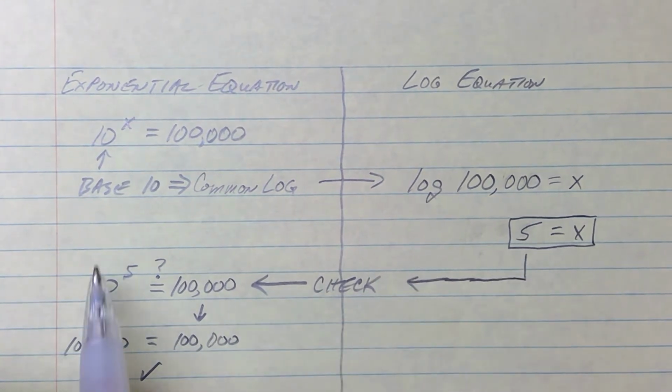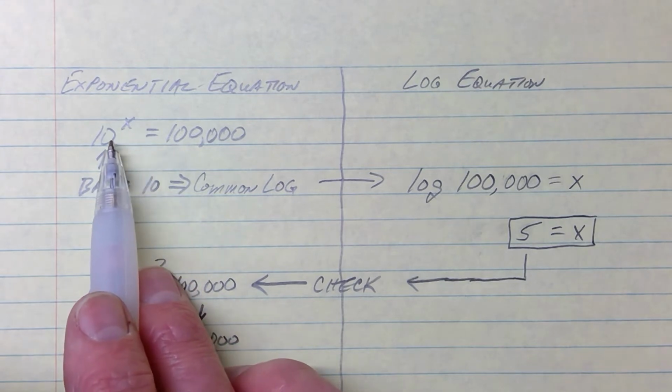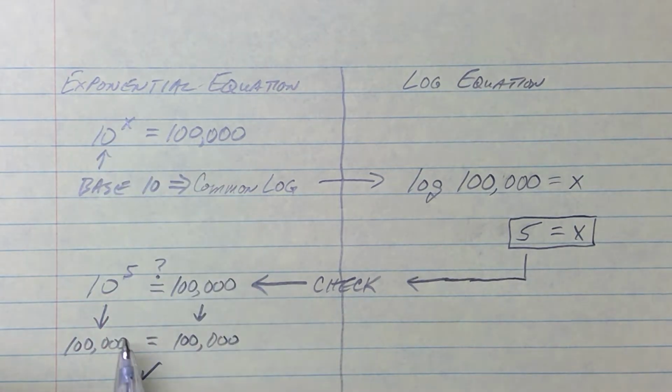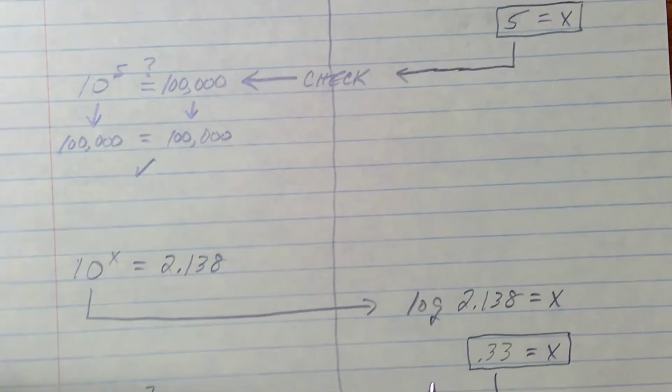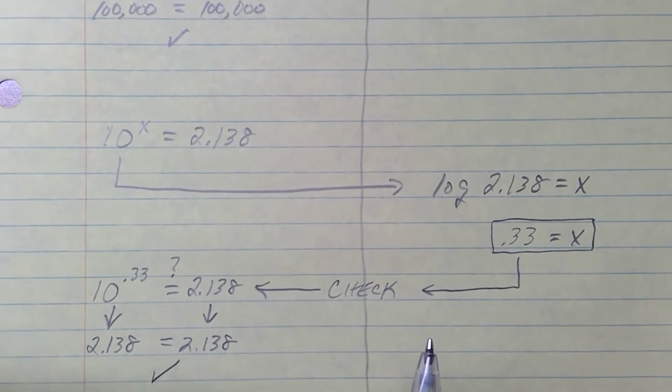Let's come back over here and check it. Put a 5 right there. Check the left side versus the right side. 10 to the 5th is 100,000. Drop it down. 100,000 was already there. Check for equality. Good to go.